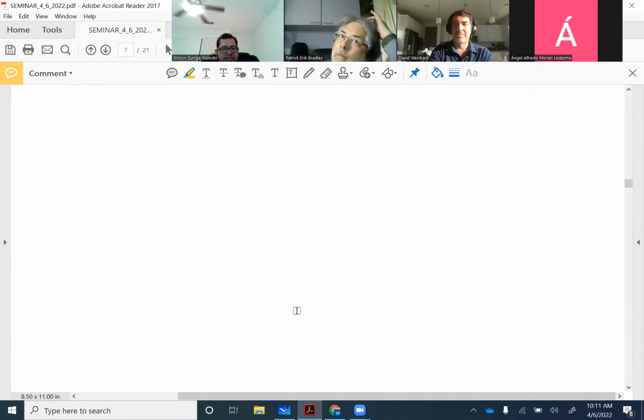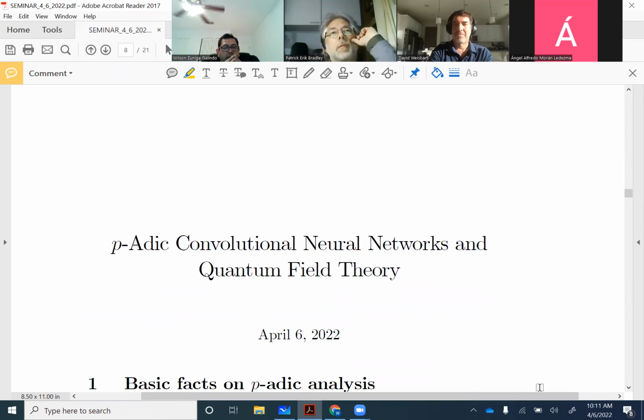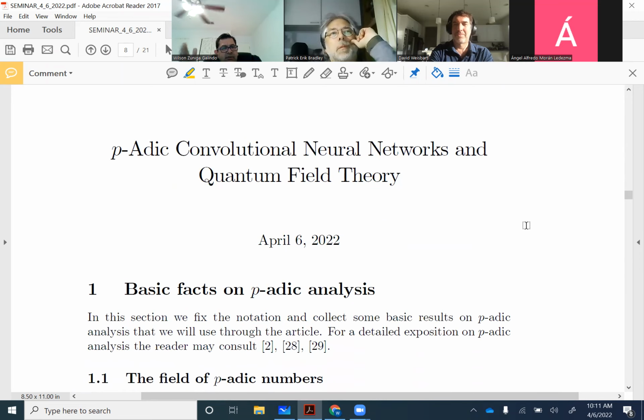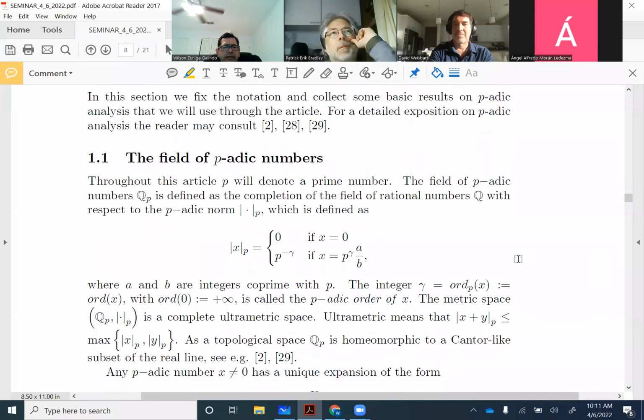Now, I want to present some ideas about quantum field theories and neural networks in the p-adic framework. So this is an ongoing project. So let me begin by recalling the definition of the p-adic numbers.